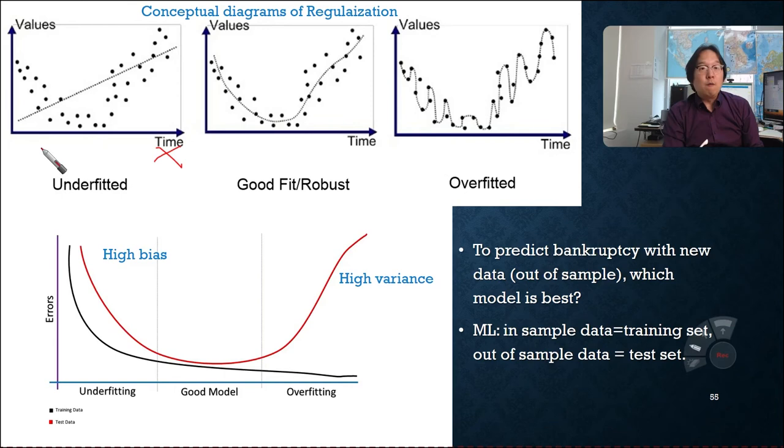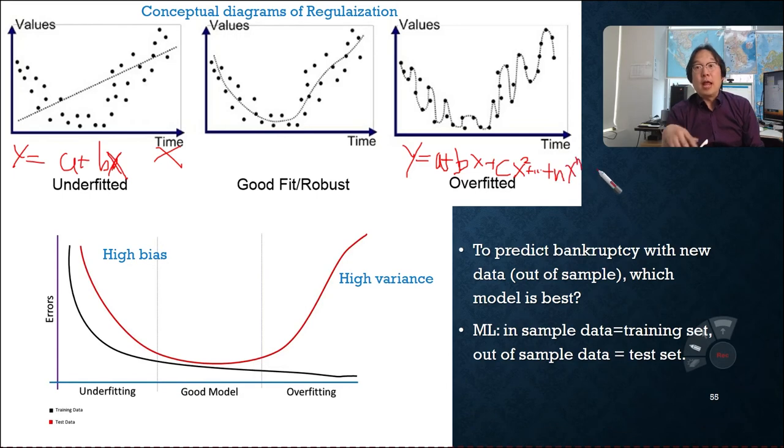Let's say over here is y equals A plus BX. It's like a linear relation. Over here, let's say Y, you impose should be A plus BX plus CX squared plus blah, blah, blah, plus N times X to the power of N. An Nth-degree equation, crazy. Up and down and up and down and up and down. What the hell? Why did you do that?